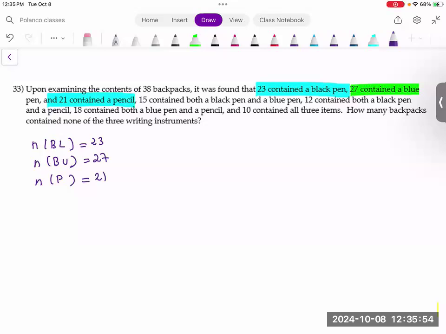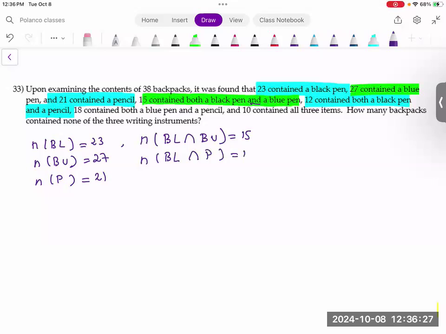So I'm gonna keep going with this. 15 contain both black pen and blue pen, right? So this is gonna be the number of black, and because they use the "and" here, intersection, blue, is gonna be equal to 15. The following sentence is saying 12 contain both black pen and pencil. So the number of black and pencil is going to be equal to 12.